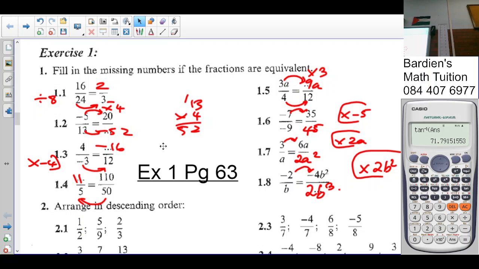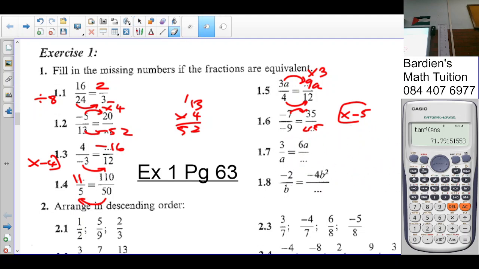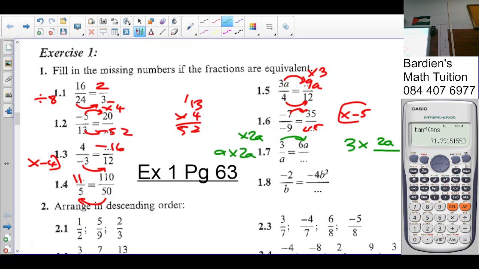2a squared. How does it? Because if you're looking at how do we get from, the last two was the issue, no? How do we get from 3 to 6a? So 3 multiplied by what is 6a? 2a. So I multiply the top by 2a and then the bottom by 2a. So a times 2a is 2a squared. You understand?